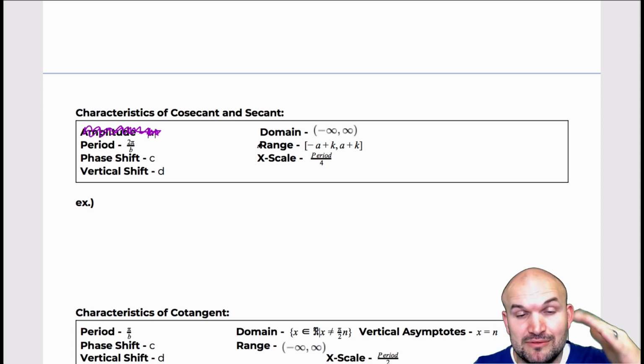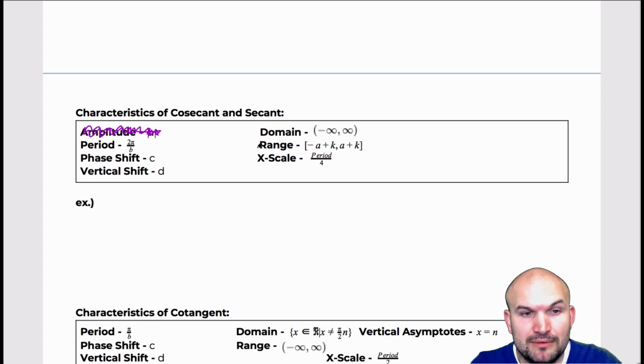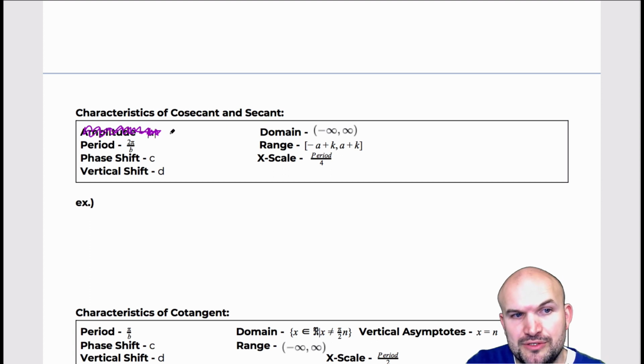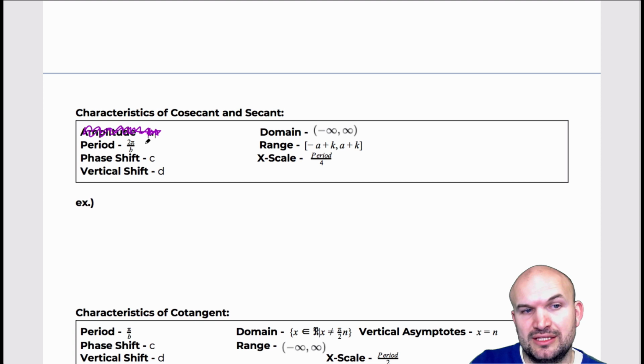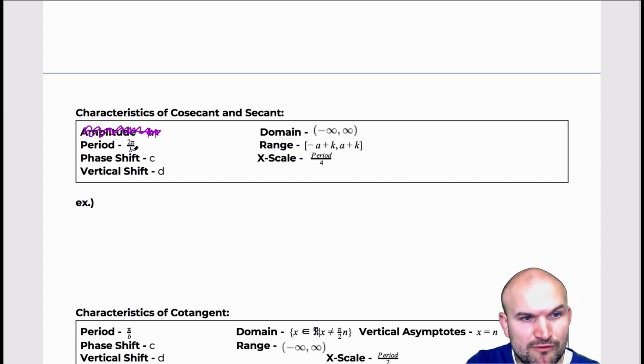They have an absolute maximum and an absolute minimum, so they're bounded. Whereas cosecant, secant, tangent, and cotangent do not have an absolute maximum or an absolute minimum, so there is no amplitude, all right? The period for cosecant and secant is just like sine and cosine. It's going to be 2 pi over b. The phase shift is, again, going to be equal to c. Vertical shift is going to be d, and then domain and range.